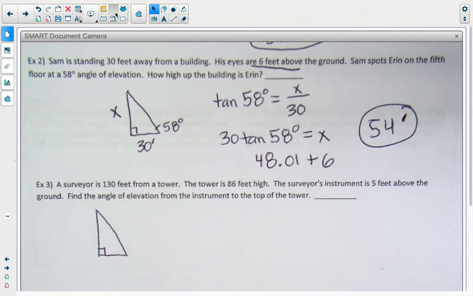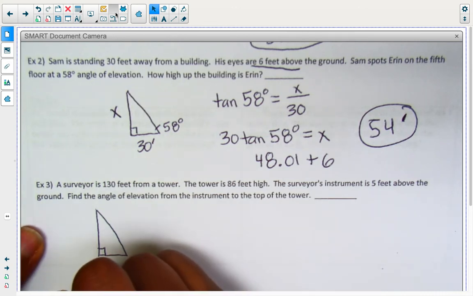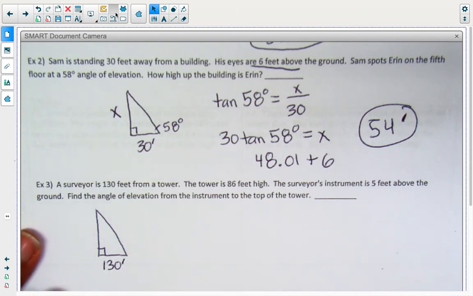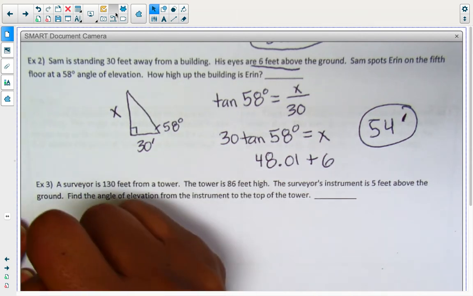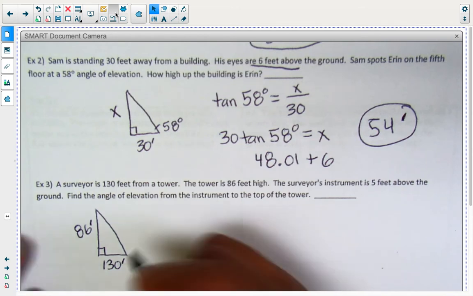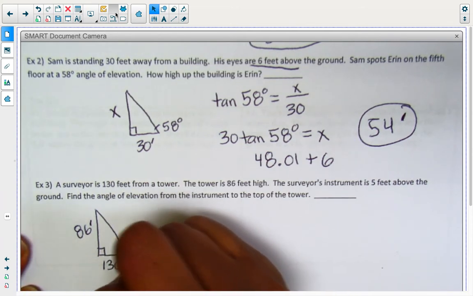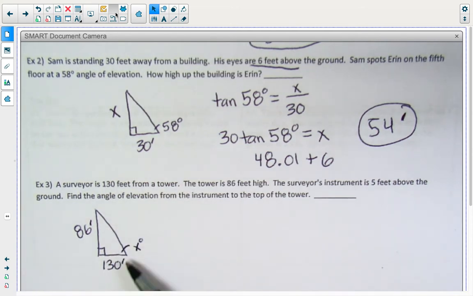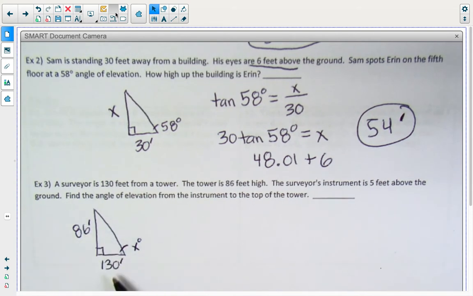Okay. The surveyor is 130 feet from the tower. The tower is 86 feet high. So I'm labeling as I go. The surveyor's instrument is 5 feet above the ground. Find the angle of elevation from the instrument to the top of the tower. So this time I'm looking for an angle measure. So I'm looking for this angle of elevation here. I know I have my opposite side and I have my adjacent side.